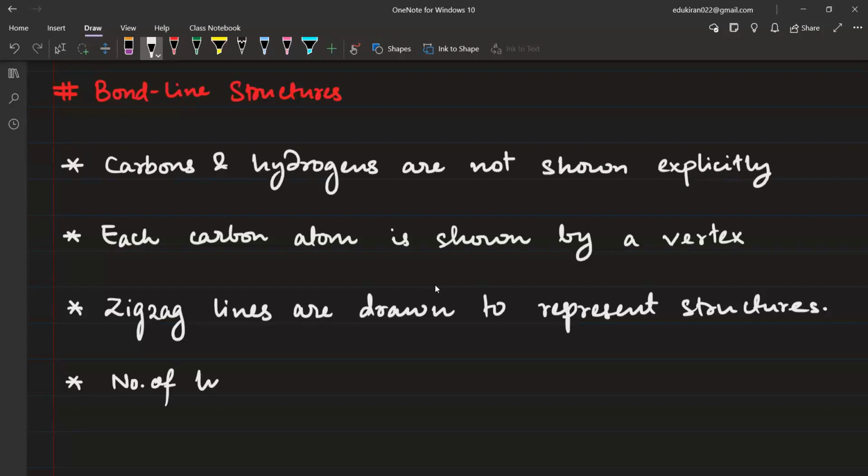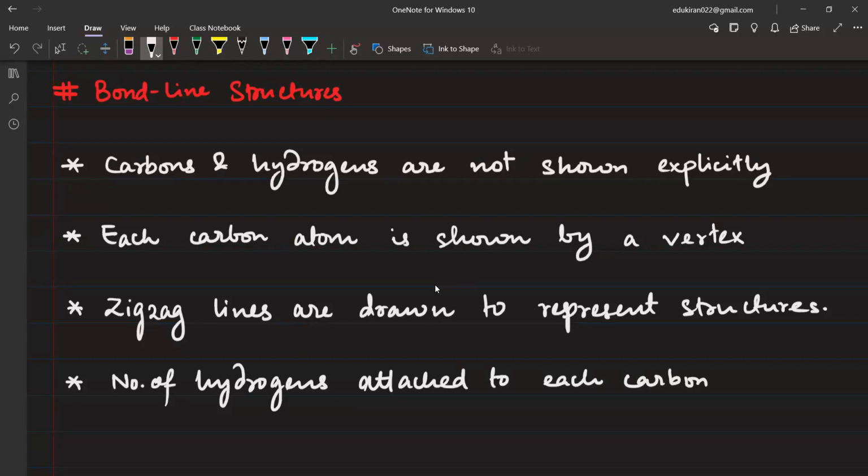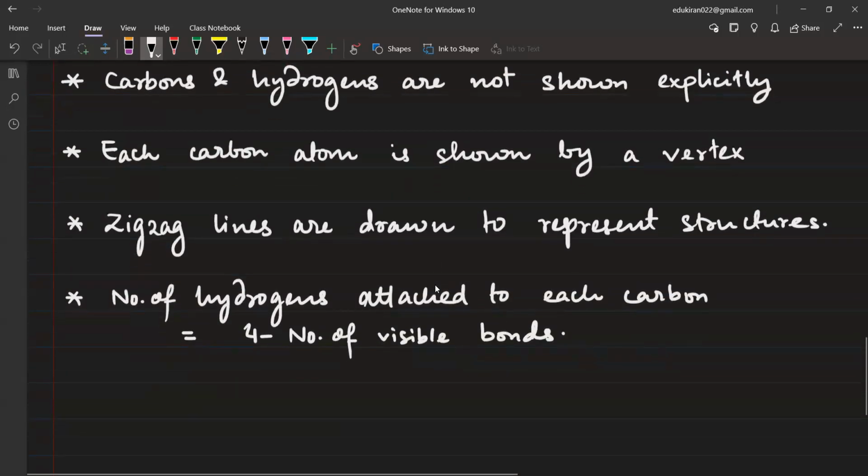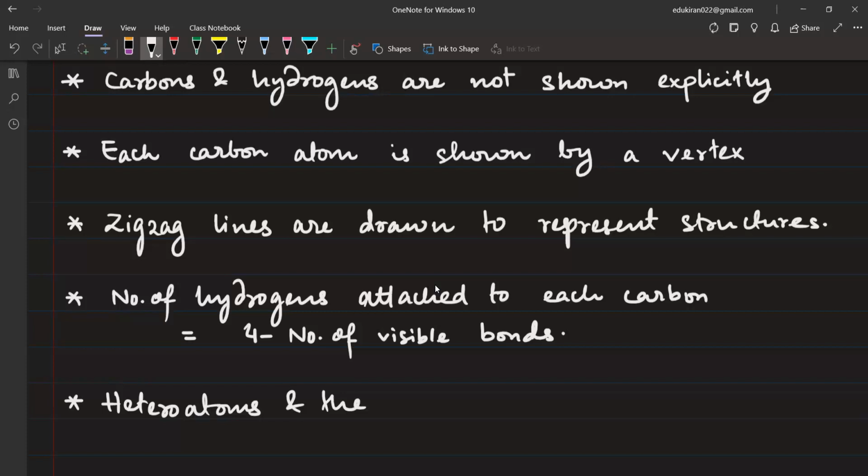Number of hydrogens attached to each carbon is equal to 4 minus number of visible bonds. Number of visible bonds. Next point is heteroatoms and their hydrogens are shown explicitly.